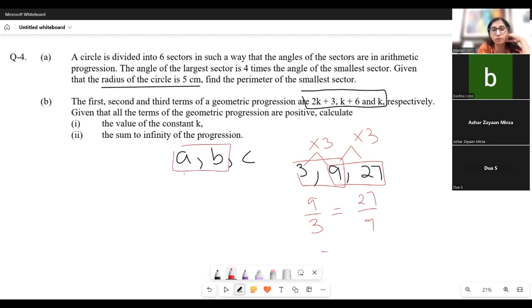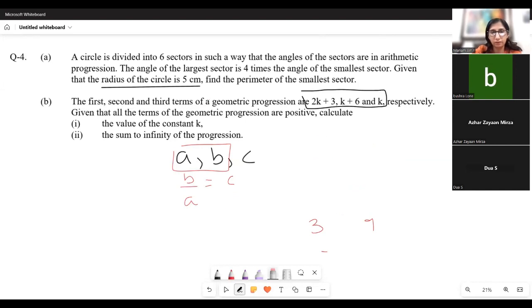Similarly, here it was B upon A equals C upon B. So k plus 6 upon 2k plus 3 is equal to k upon k plus 6. Yes, that's correct. Cross multiply, I think you will get maybe a quadratic equation. Solve it, just discard the negative value because it says that these values are all positive, and consider only the positive value.